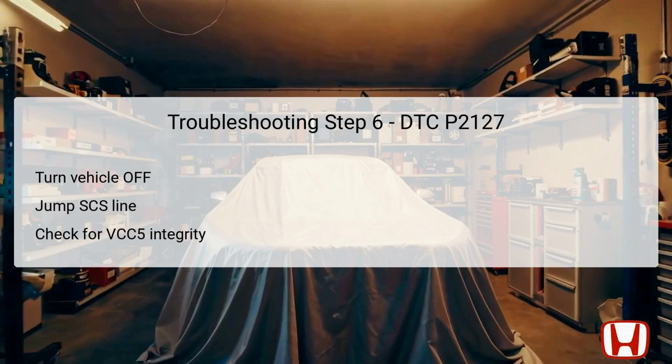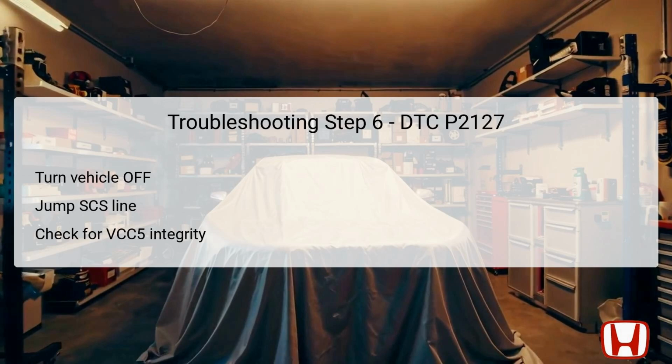In the sixth troubleshooting step, the focus shifts to checking the integrity of the VCC5 line, which is crucial for the appropriate functioning of the APP sensor. Begin by turning the vehicle to the off or lock mode. Similar to previous steps, establish a temporary short by jumping the SCS line using the HDS, ensuring to wait for more than 1 minute. Disconnect the PCM connector A, 50P, to isolate the circuit from the PCM.